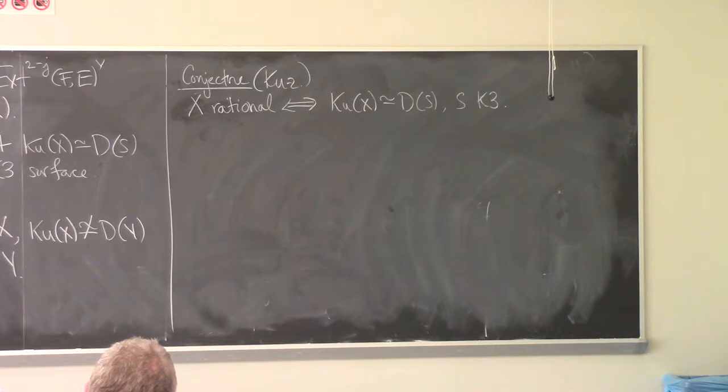The main goal of this talk is to run with this idea that Q(X) looks a lot like D of a K3, and the idea is that we should do things for Q(X) that we can do for K3 surfaces.